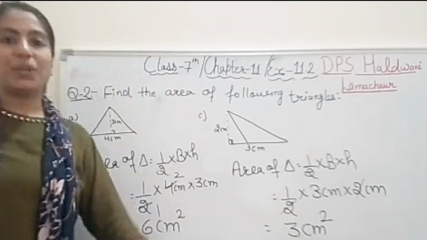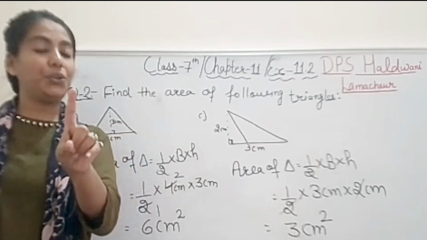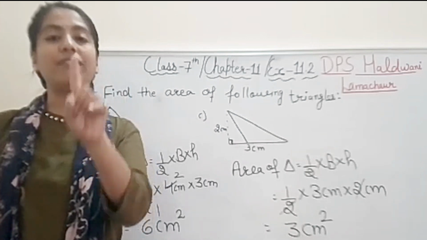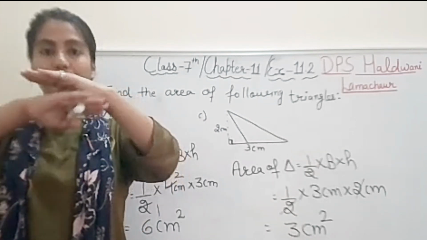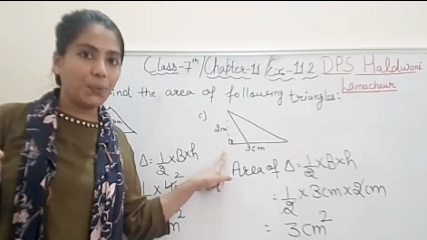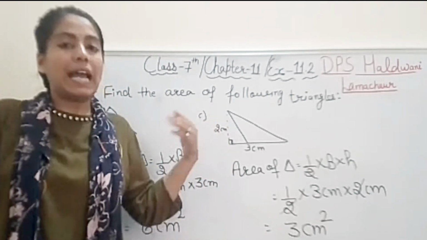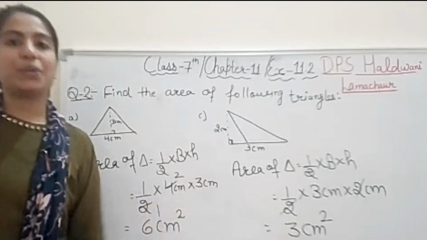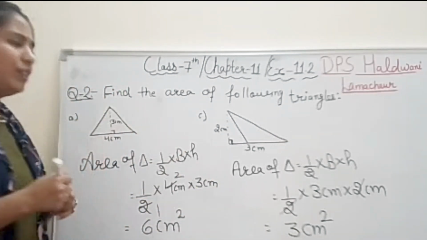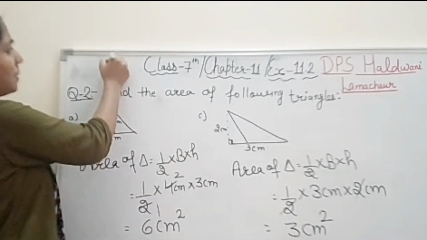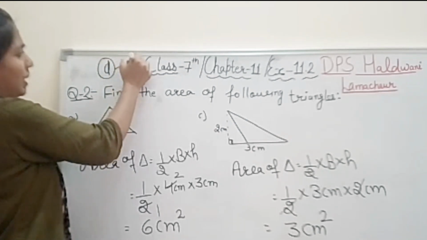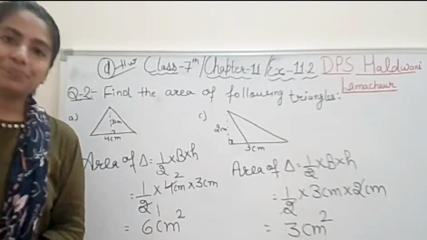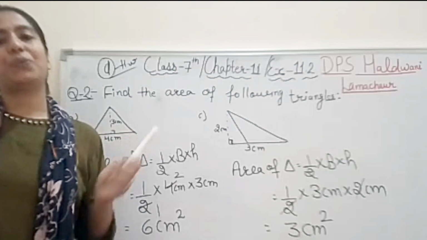So this is all about question number 2. One thing only you need to understand: height is always making a 90 degree angle with the base. It is a perpendicular only, right? Perpendicular means at 90 degrees. One part only you will do as homework, that is the D part. You will solve it on your own. So this is all about question number 2.